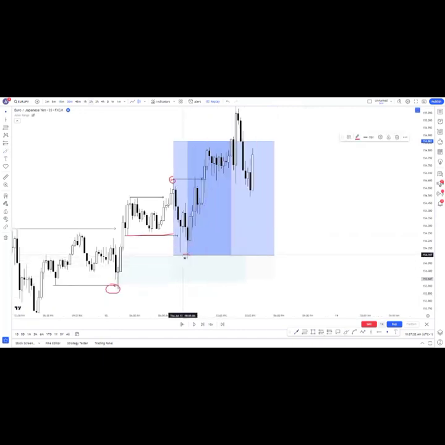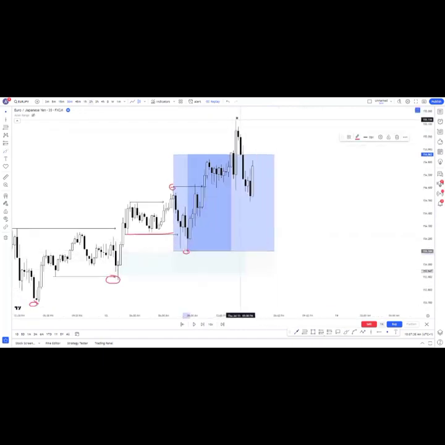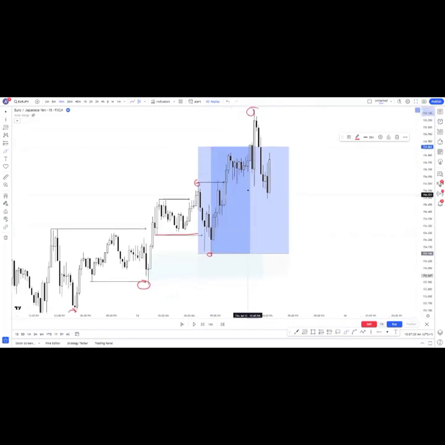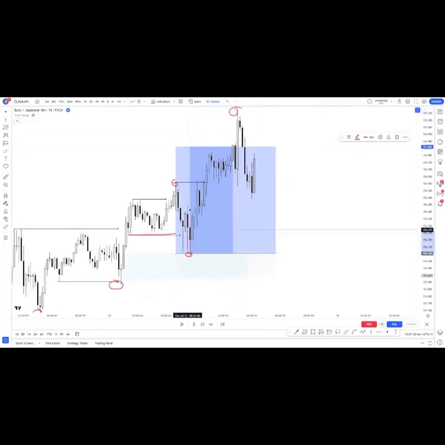So this was the last low, right? And then this was the last high. And then what do we have? We have the internal range liquidity. You can see price gave us this. We had a pull, and we have this. So this is internal liquidity.